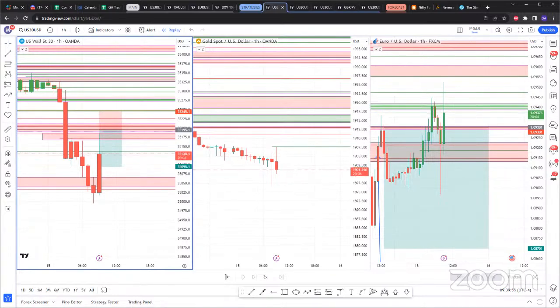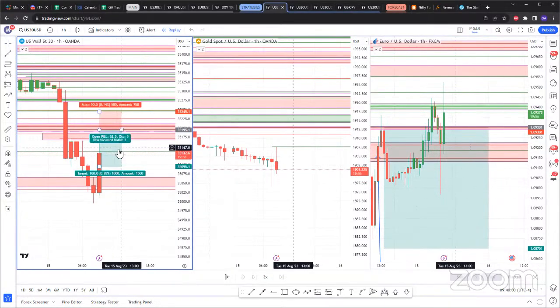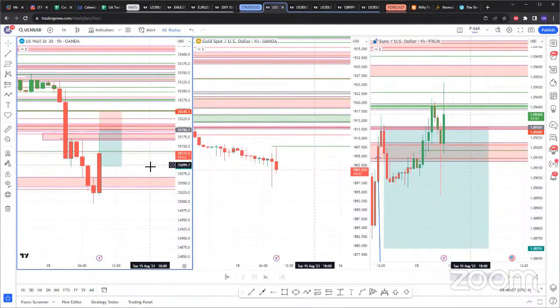Okay. Let's see, what is that? Yeah. So the triple has still not been retested. So ideally, how you'd play this, and this is what I was mentioning yesterday with Judas swings.